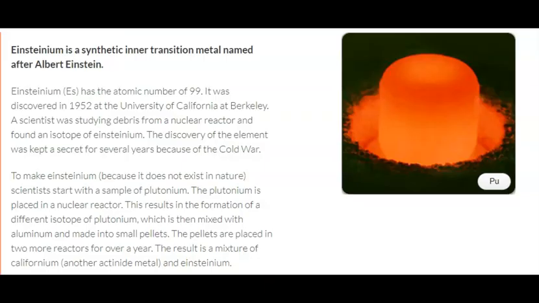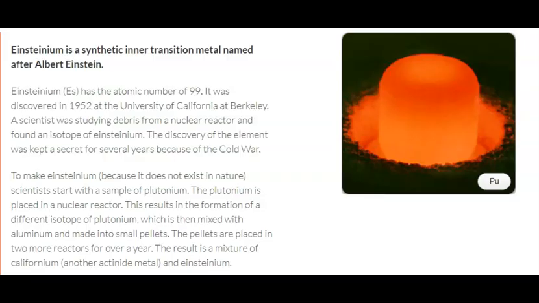Einsteinium, always a fun element to talk about. Einsteinium is a synthetic intertransition metal named after Albert Einstein. Einsteinium has the atomic number of 99. It was discovered in 1952 at the University of California at Berkeley. A scientist was studying debris from a nuclear reactor and found an isotope of Einsteinium. The discovery of the element was kept a secret for several years because of the Cold War.